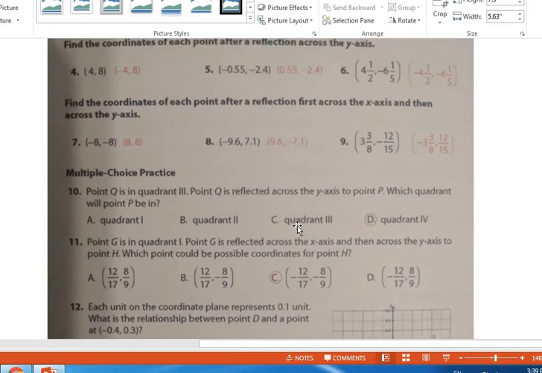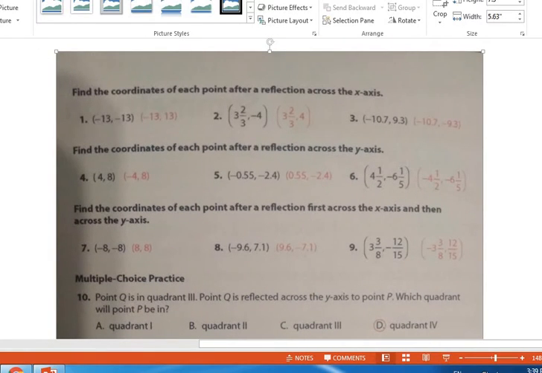Okay, here. Find the coordinates of each point after a reflection across the x-axis. So here the x-coordinate will remain the same, but what changes here? The y-coordinate. It will change to its opposite. So negative 13, the x-coordinate will be the same. The reflection will be across the x-axis, and the y-coordinate will change to the opposite. The opposite of negative 13 is 13.